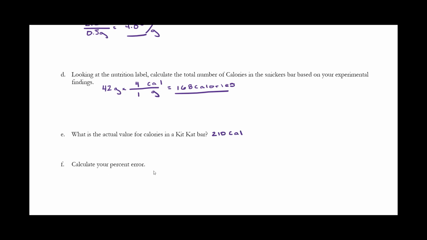which means that my percent error, which remember is your actual minus your measured divided by your actual times 100%, is going to be 210 minus 168 all over 210. Then you're going to multiply that by 100%. And so the value that I got for my answer was 20%. Okay? And that's your answer.